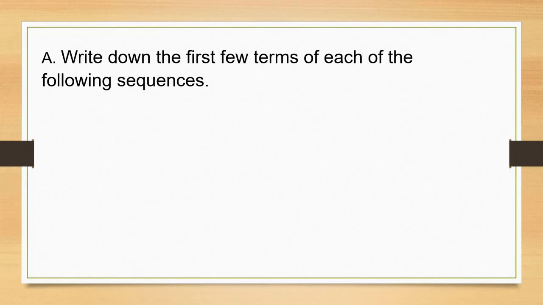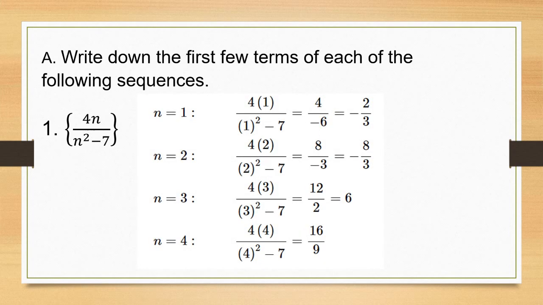Find the first few terms of each of the following sequences. So the first one is 4n over n squared minus 7. So here are some of the first few terms. Since there is no indication here, we assume that n will start at 1. That is why we have here n equal to 1.